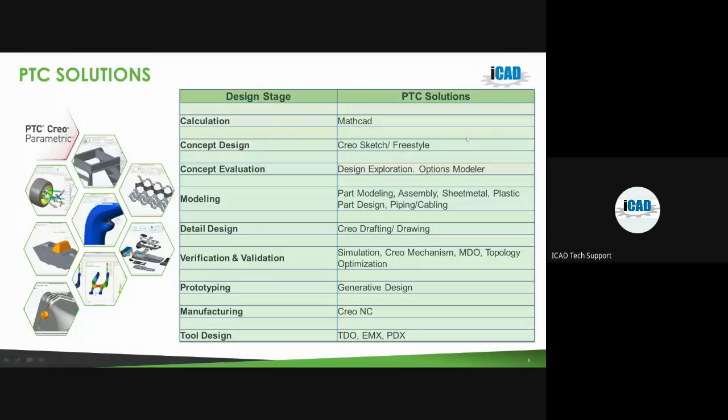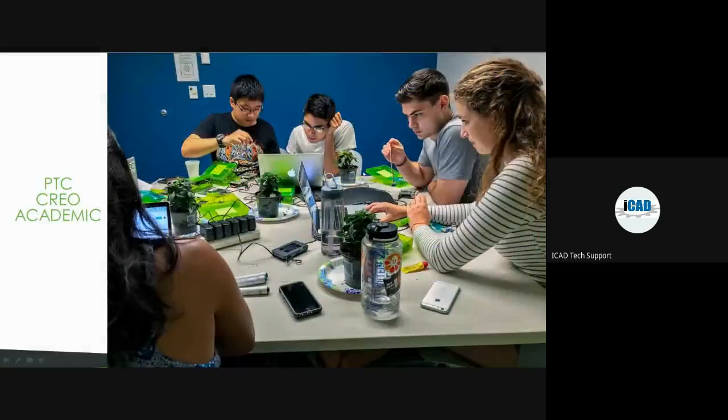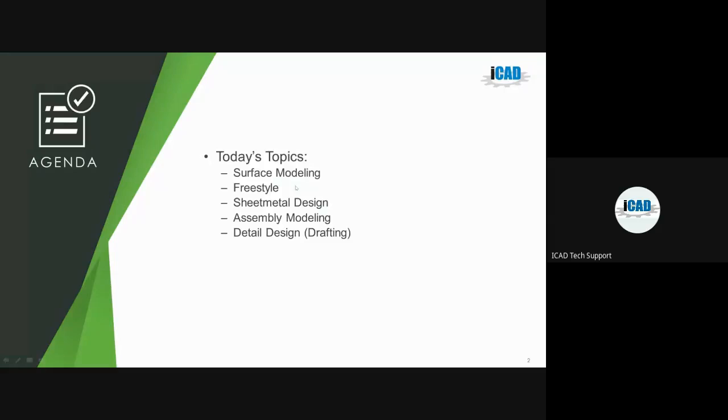Today we are going to discuss surface modeling, freestyle, sheet metal design, assembly modeling, and detail design. Those first two topics are generally for surface modeling. Generally, this surface modeling is used in class A surfacing, plastic part manufacturing, and in the automobile industries also.